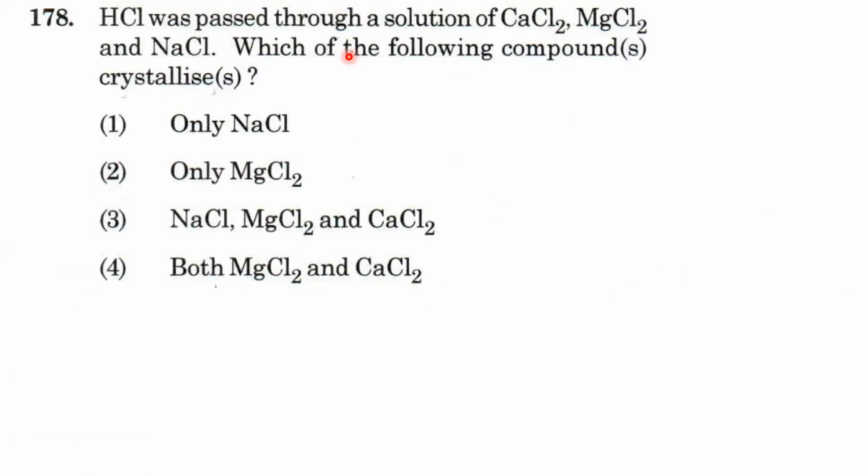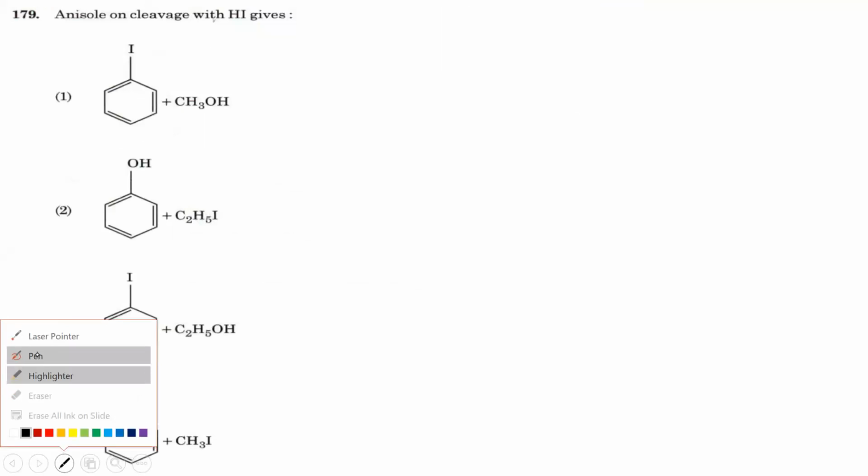Now, HCl was passed through a solution of CaCl2, MgCl2 and NaCl. Which of the following compounds crystallizes? That means it is nothing but seawater into sodium chloride salt. That means on passing HCl, we will get sodium chloride. So that we will say first option. Next we will go to the next question.